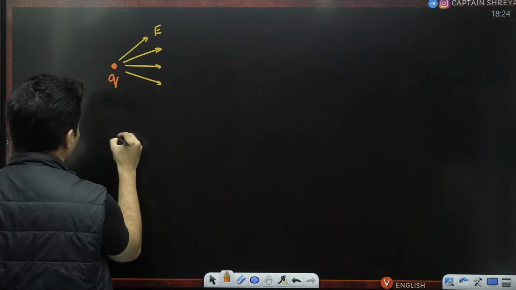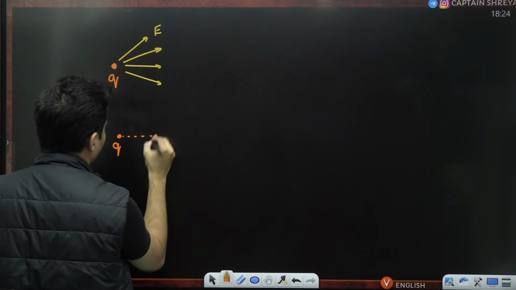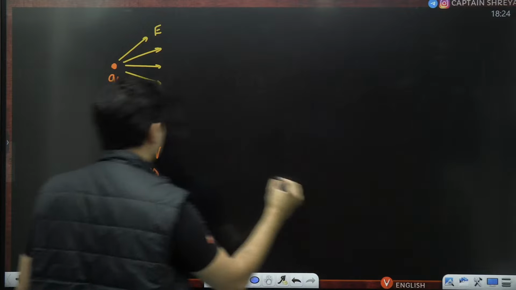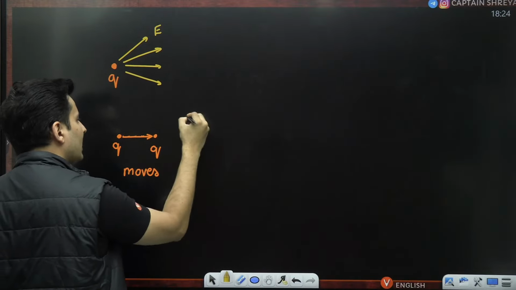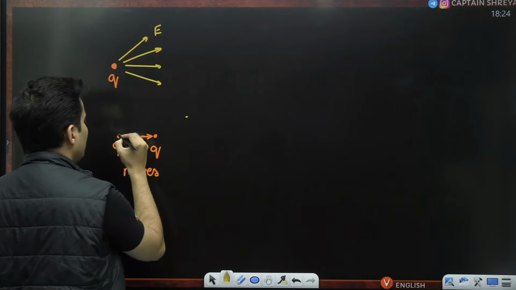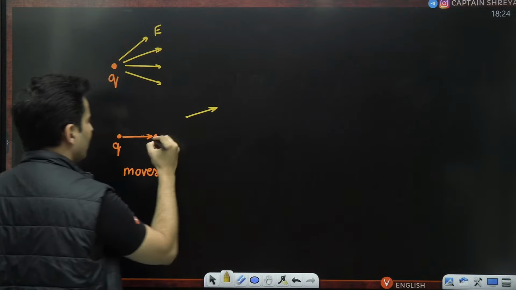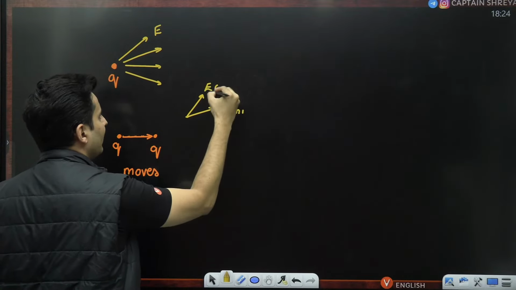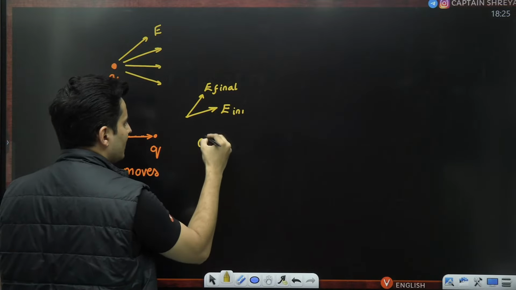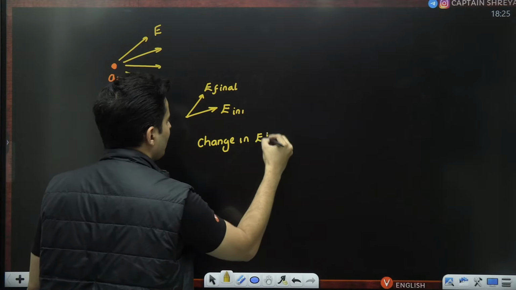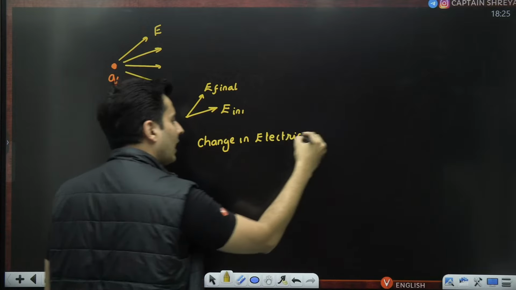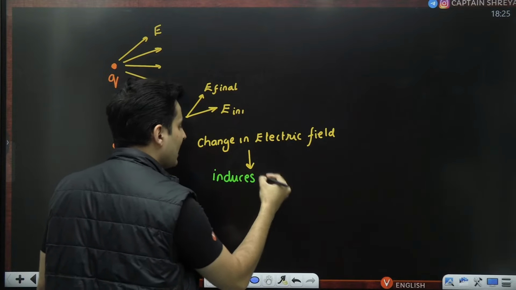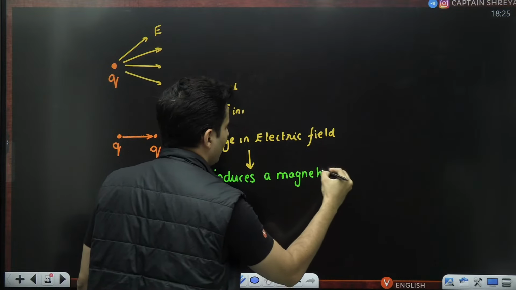But let's say somebody moves this charge from here to here. In this process, what will happen is that at any point, if you see the electric field at this point, due to this charge before it was here, but due to this charge after some time it will be here. This was the electric field initially, this was the electric field finally. So definitely there is a change in the electric field. This change in the electric field induces, that means it creates, a magnetic field.